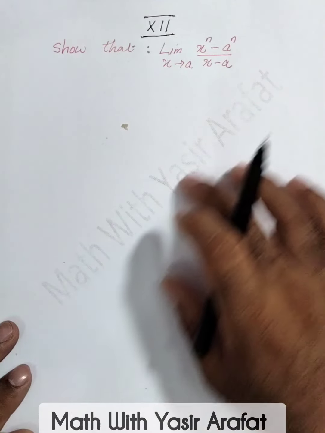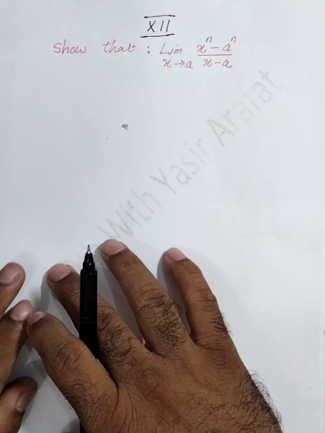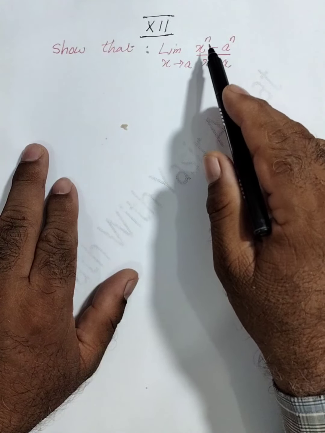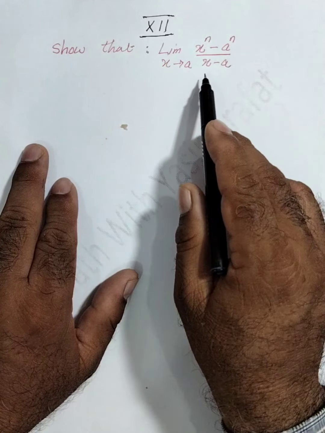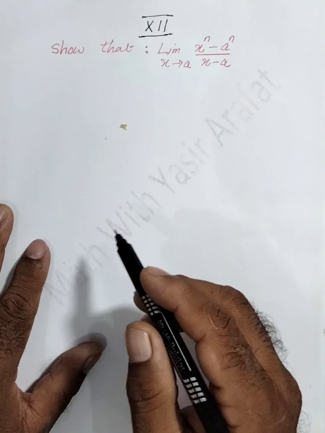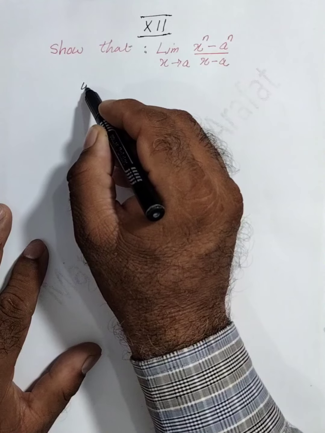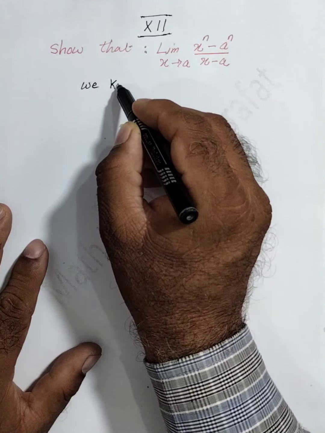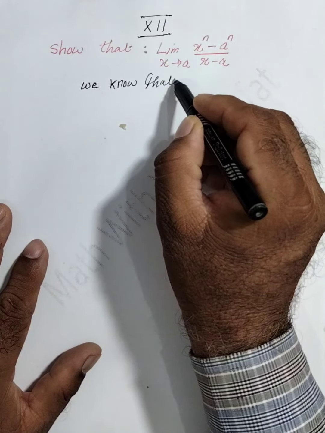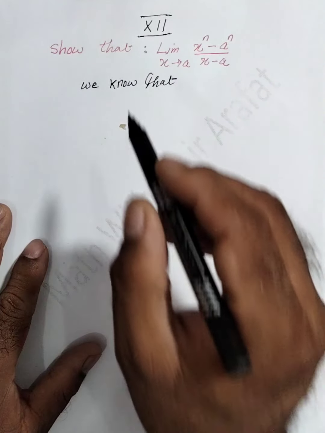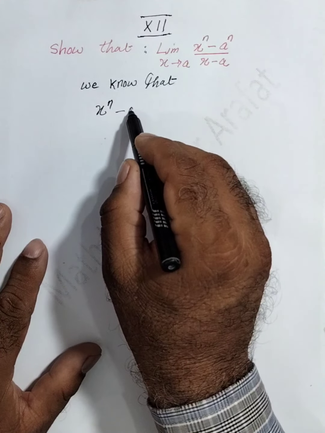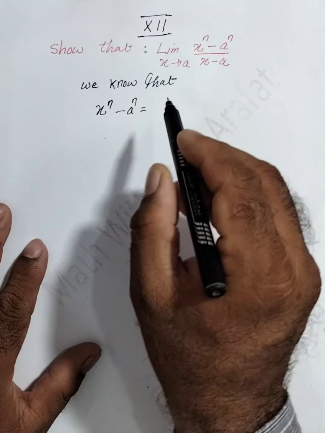You are watching Math with Yasir Rafat, and we have to discuss how to derive the formula: limit x tends to a of (x^n - a^n) divided by (x - a). Here we have to use one formula. We know that x^n - a^n can be written in this form.